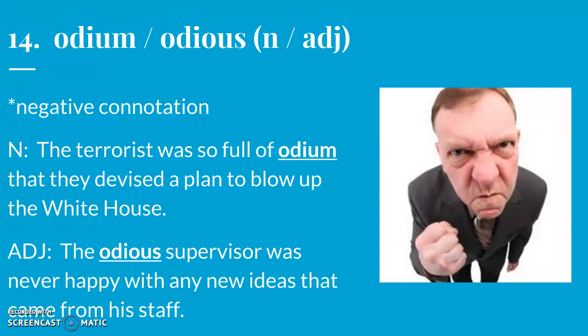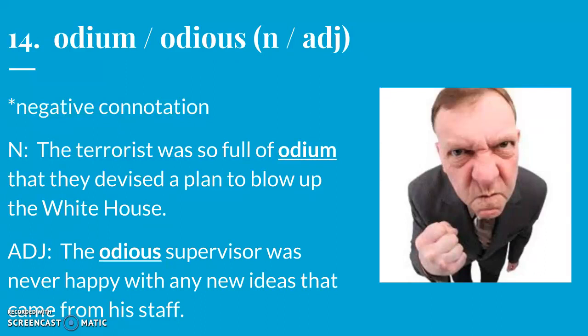Number 14, we have two versions of this word and two different spellings as well. So we have odium, which is a noun, and we have odious, which is an adjective. This has a very negative connotation. This word can be connected to hatred and contempt. So our definition for odium and odious is hatred, contempt, disgrace resulting from hateful conduct, or causing hatred or a strong dislike. So since it has so much to do with hate and dislike, it's going to have a negative connotation.